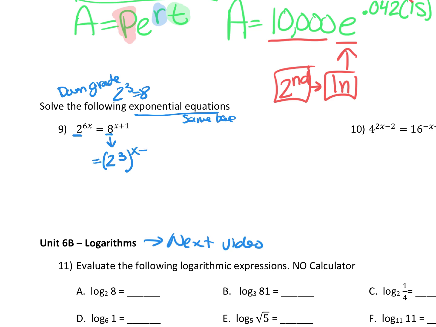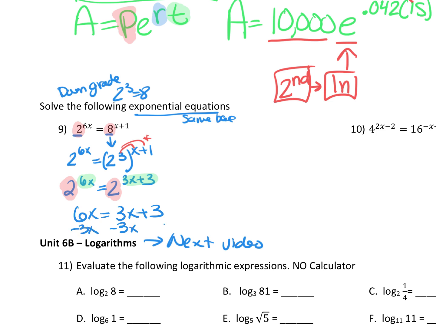I want my bases to be the same, because once my bases are the same, then I can solve my equation. When I have a power to a power here, I'm multiplying, so I'm going to end up equaling 2 to the 3x plus 3. Now that my bases are the same, 2 and 2, versus here it was 2 and 8, so they weren't equal there. Now they're equal. Now I'm going to set my exponents equal to each other. So 6x equals 3x plus 3, and then I'll finish solving by moving the 3x over, and I will get x equals 1.